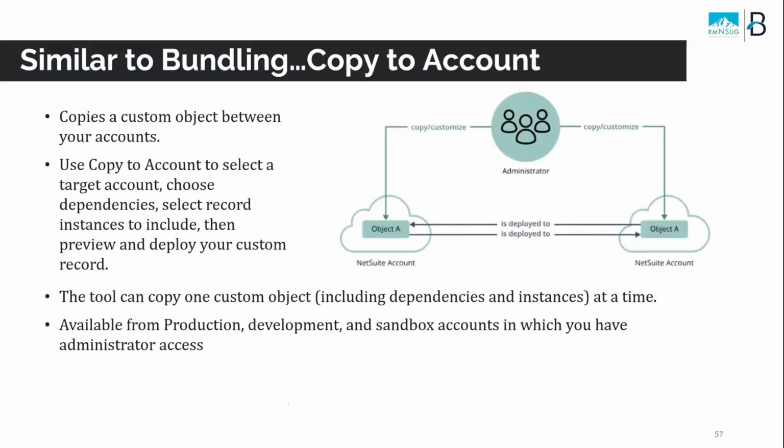And then similar to bundling is copy to account. So it copies a custom object between your accounts. You can use copy to account to select a target account, and you can pick the dependencies and the record to include, and then you can preview before you deploy that custom record that you created. And it can copy one custom object, including dependencies and instances, at one time. It's available from your production, development, or Sandbox environments of which you have administrative access.